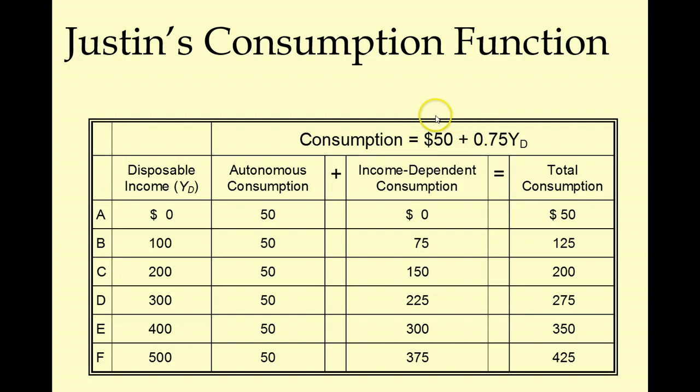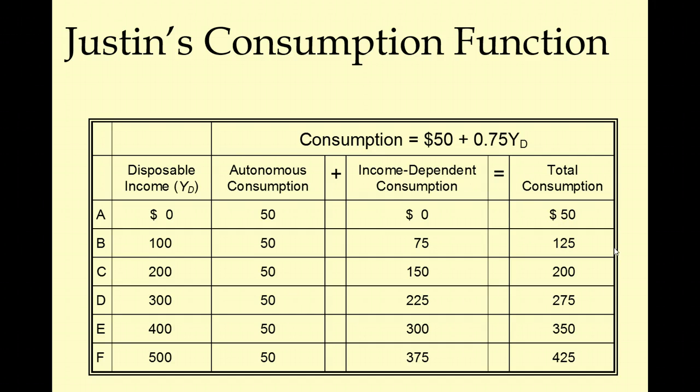Now, what we've done here is we've filled this out. This is the autonomous component. So notice how this does not change with income. It stays the same. Here, we see the income-dependent consumption does change with income. When we give Justin $100, we plug in 100 right here. We multiply that by 0.75, and that's why we got 75 right here. So we add this to this, and that tells us at an income level of $100, Justin will spend $125.